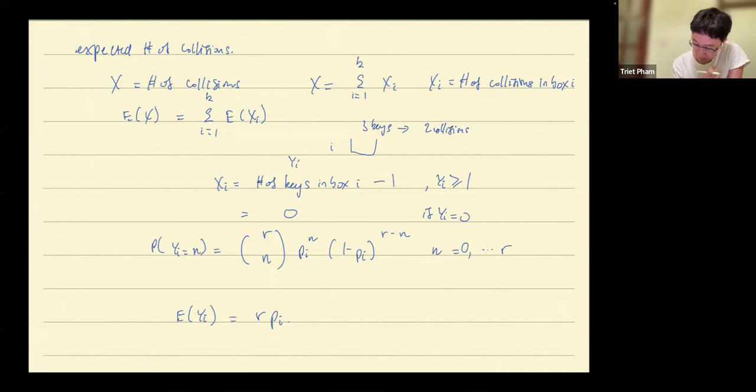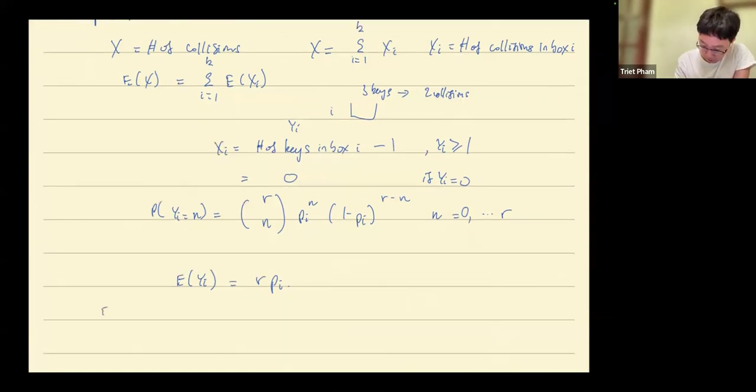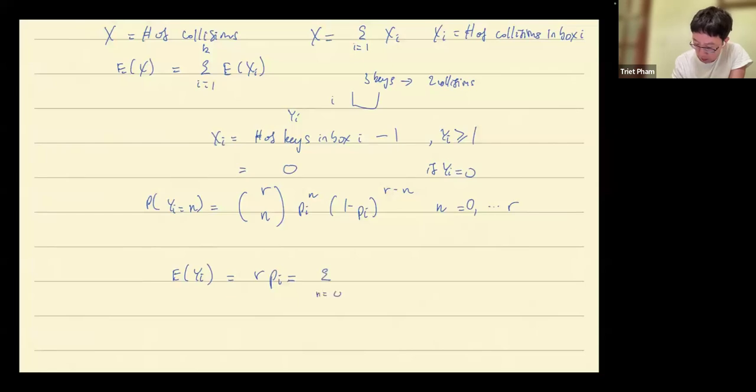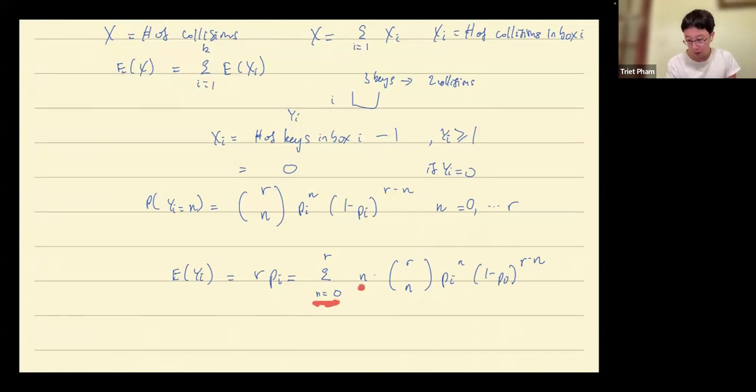What I'm trying to say is this. What is the expectation of yi? The expectation of yi is going to be the sum from 0 to R of n times R choose n, pi to the n, 1 minus pi to the R minus n, which is just n times the probability y equals n. But what I'm trying to point out is that when n equals 0, this term is 0, so it won't contribute to the sum. So in fact, you can write it as the sum from n equals 1.